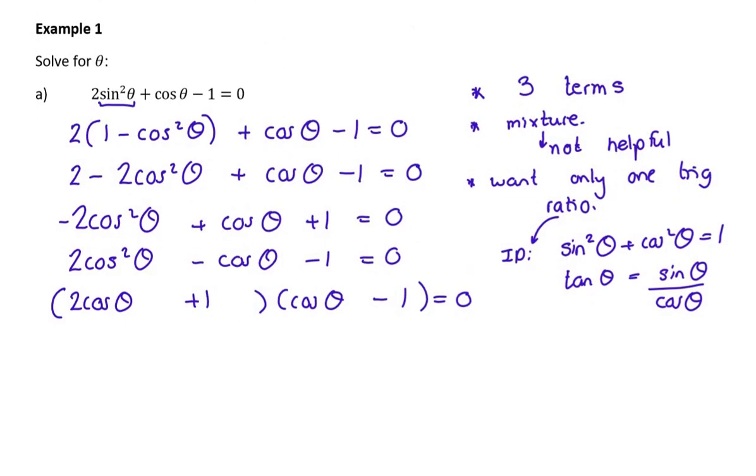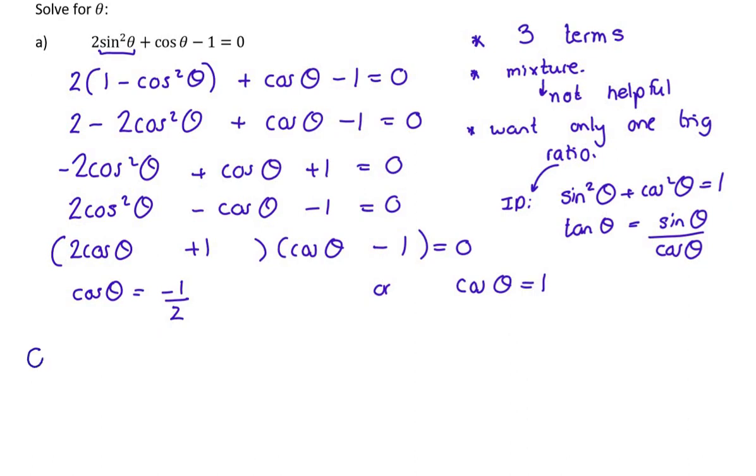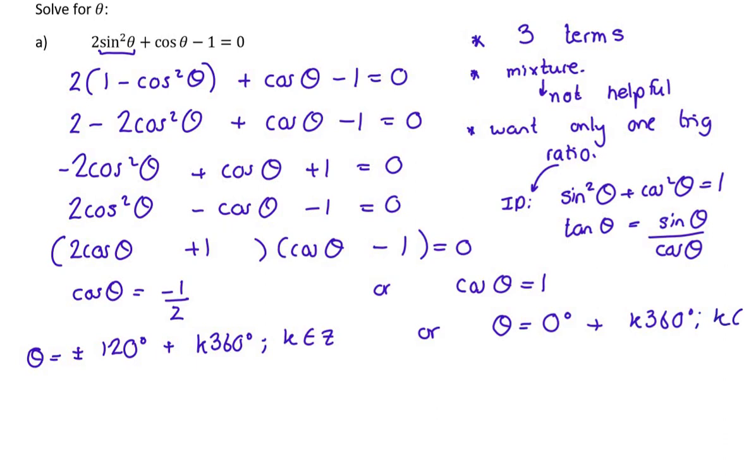So perfect. I get the fact that cos theta is equal to negative a half, or that cos theta is equal to 1. And cos is such a great equation to solve because it's just plus minus. So pick up your calculator, you do shift cos of negative a half, and I get 120 degrees, so it's plus minus 120 degrees, plus k times 360, where k can be an integer. Or when is cos theta equal to 1? Well, theta must be equal to plus minus 0. Now plus minus 0 is just 0. So it actually just lands up with one solution.